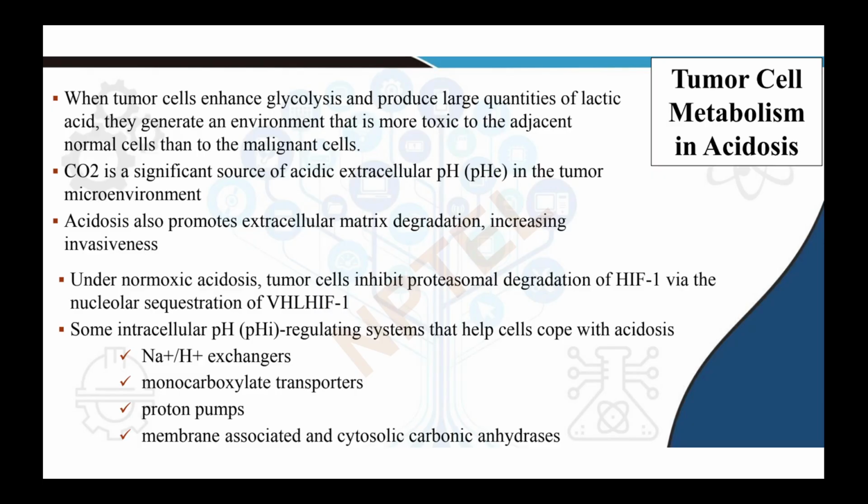Under normoxic acidosis, tumor cells inhibit proteasomal degradation of HIF1 via the nuclear sequestration of VHL. Some intracellular pH regulating systems that help cells cope with the acidosis are sodium proton exchangers, then monocarboxylate transporters, and proton pumps. So all these are basically ways of the body to recover from the acidosis.